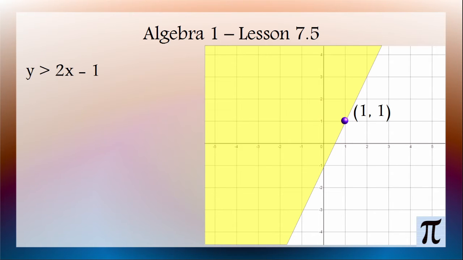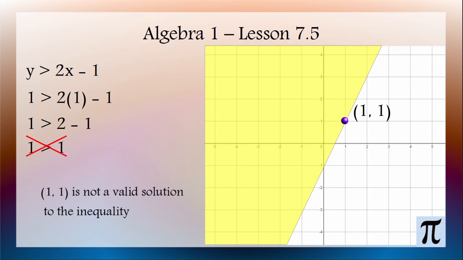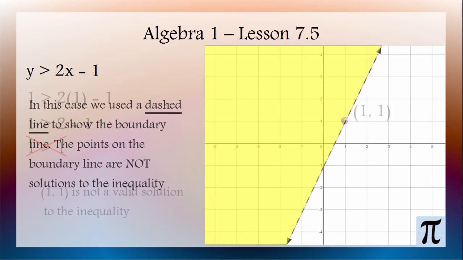What about this point that's on the boundary line, (1, 1)? If we substitute 1 and 1 as the ordered pair for x and y, we get down to this statement that 1 is greater than 1. Well, that's not true. So (1, 1) is not a valid solution to this inequality. So in this case, we would use a dashed line to show the boundary line. Just like we put circles around numbers on the number line when we don't want to include them, we use a dashed line here on the boundary line. The points on the boundary line are not solutions to this inequality.